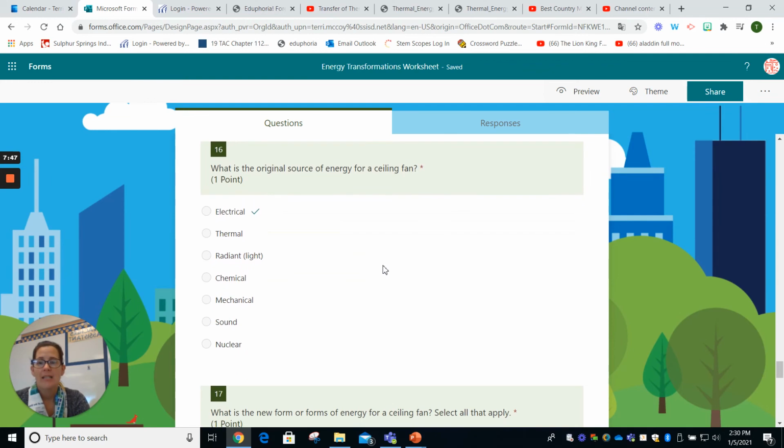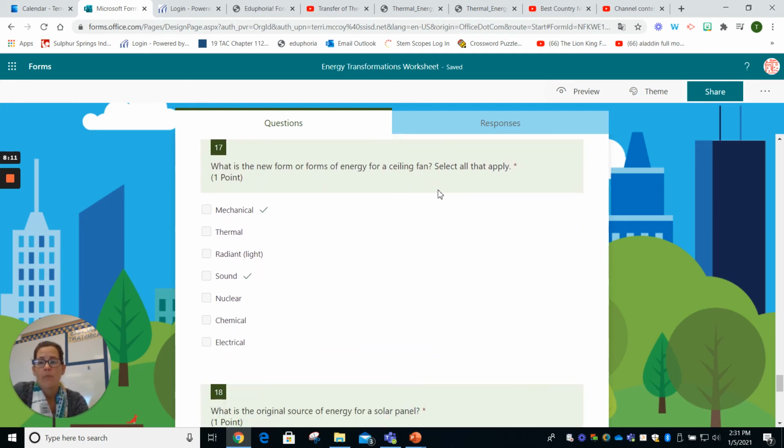Okay? Number 16, what is the original source of energy for a ceiling fan? If you don't have a ceiling fan, surely you've seen one a time or two. A ceiling fan is a fan that's hooked to the ceiling of your house and it spins around and around whenever you're sitting there. Helps cool you off. It's good stuff, ceiling fans are. The original source of energy for a ceiling fan is electrical. But you always have that plugged into some kind of wiring in a ceiling.